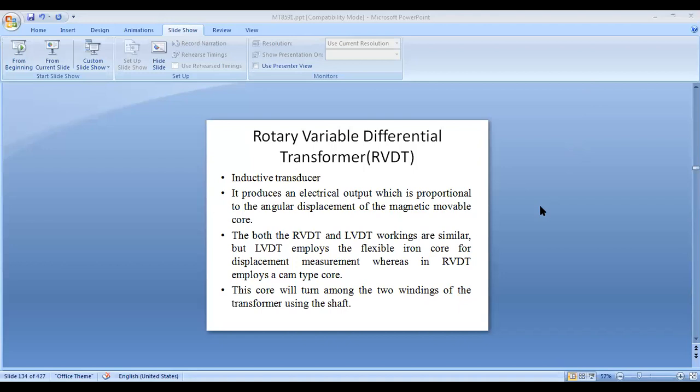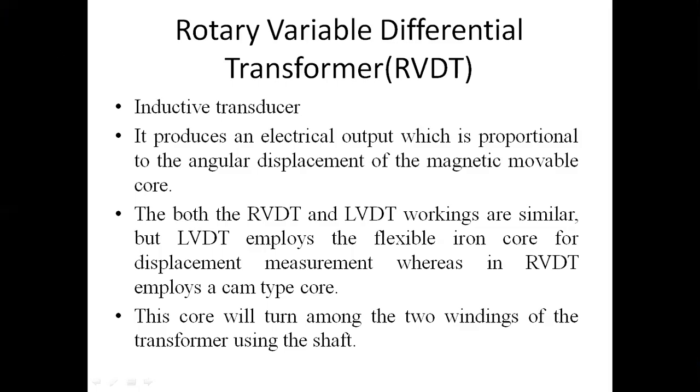Both the RVDT and LVDT working are similar, but what will happen? The LVDT employs a flexible iron core for displacement measurement, whereas in the case of an RVDT, it employs a cam type core. This core will turn among the two windings of the transformer using the shaft.